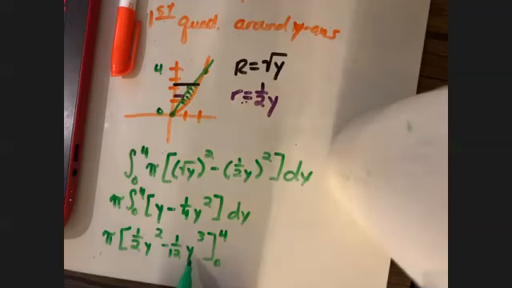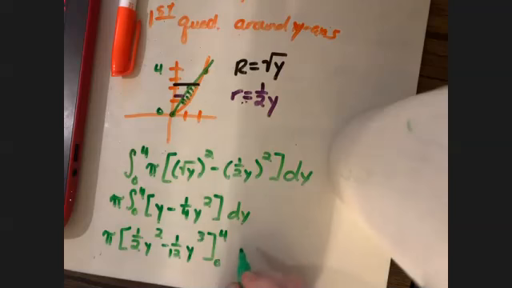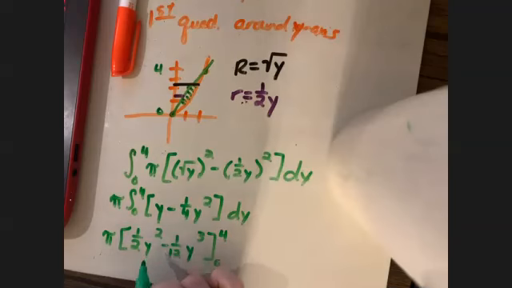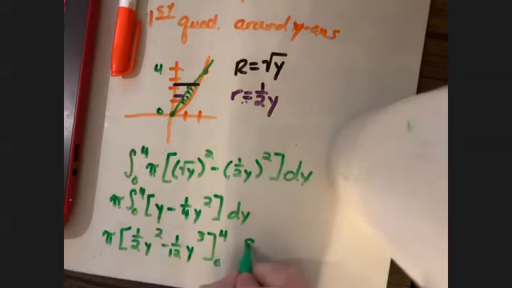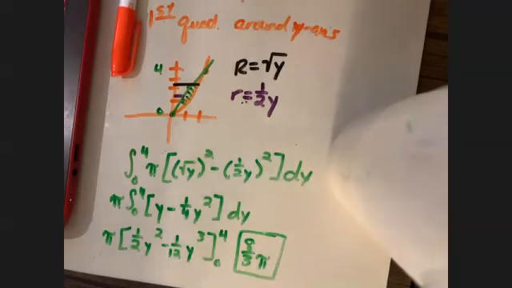Guys, if I plug in 0, it's all going to go to zeros. So I need the 4 part of this. So let's see. 1/2 of 4 squared minus 1/12 of 4 cubed gives me 8/3 pi. Because again, guys, if I plug in 0, it's all going to go to 0.